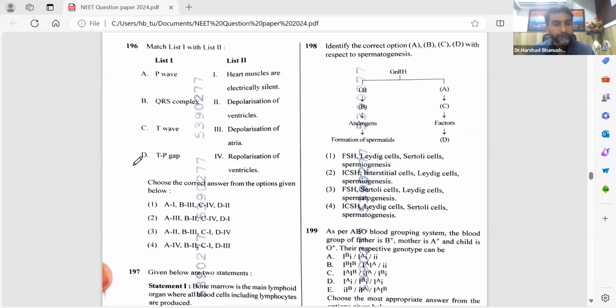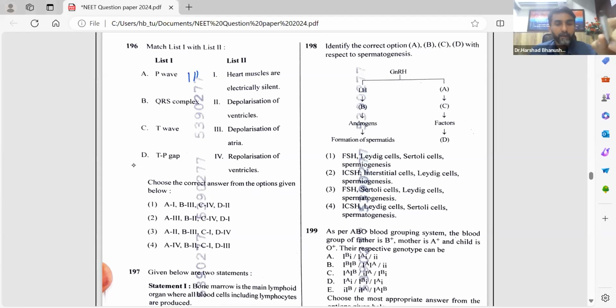In this question, P wave is for the depolarization of atria. So A would be 3. QRS is for the depolarization of ventricle. So B would be 2. T wave is the repolarization. So C would be 4. And TP gap. Now here, if you see A3, B2 is straightforward option number 2. But TP gap is the gap between one ECG and the other ECG where there is nothing. So electrically silent. So answer would be option number 2.